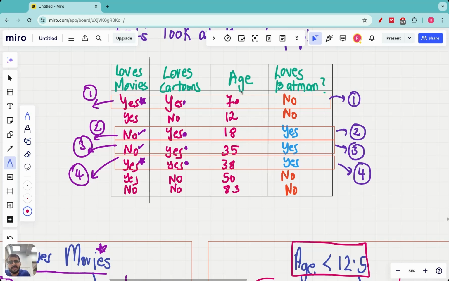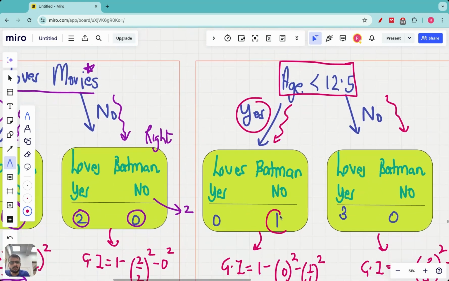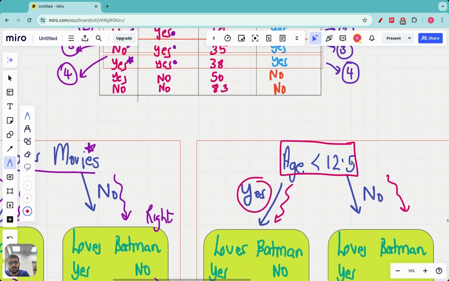Okay, so if age less than 12.5, which means it's only one person here, and we can clearly see they don't love Batman. So no will be 1, and yes will be 0.